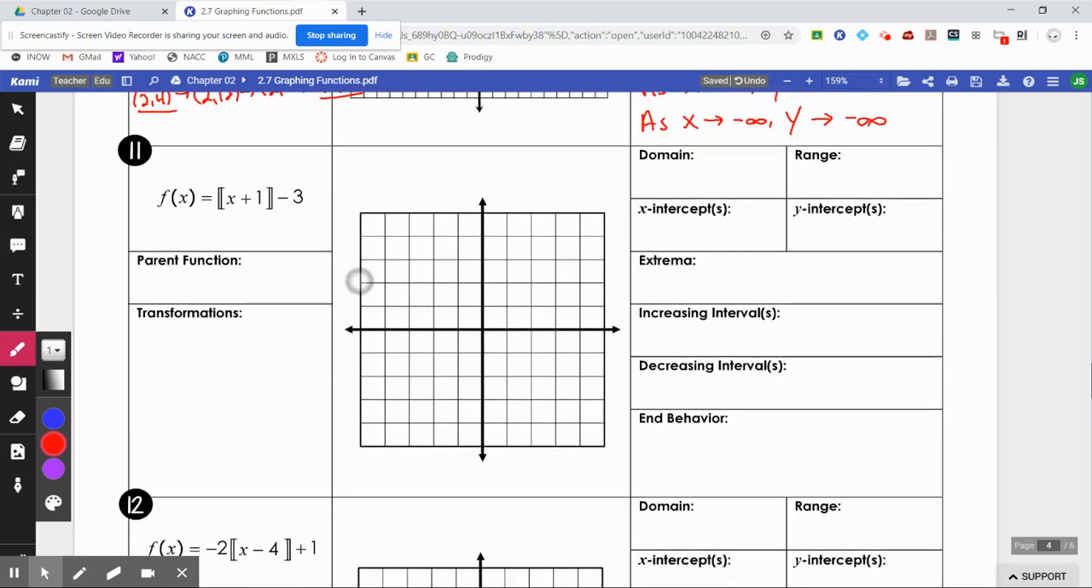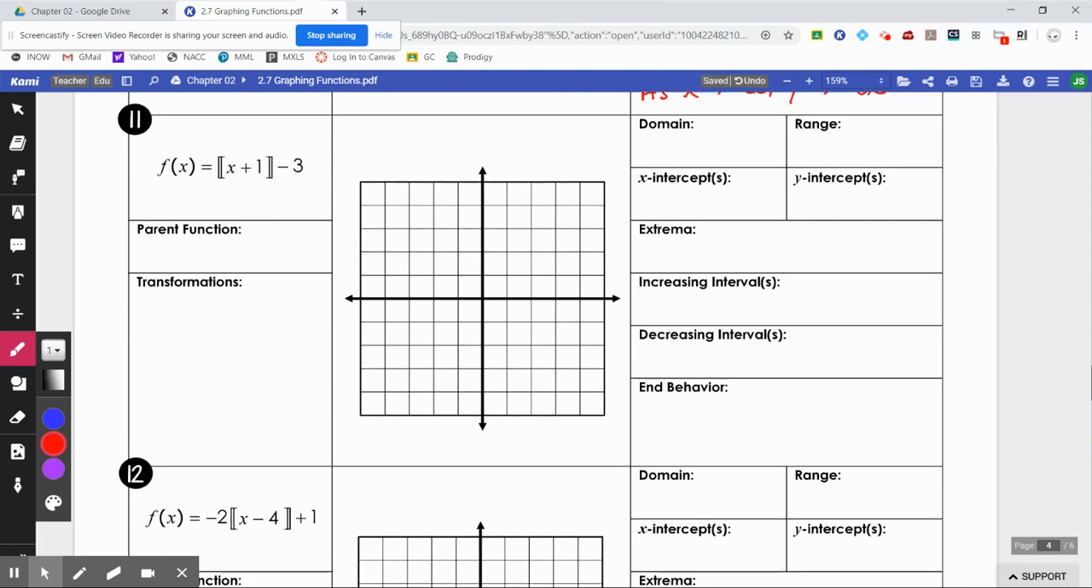Number 11, we have our floor function here. So f of x will equal the floor function of x, or again, you can use the other notation as well. And let's take a look at that graph. Well, we've got some pretty simple transformations here. We're simply moving it left 1 and down 3. So let's take some points.